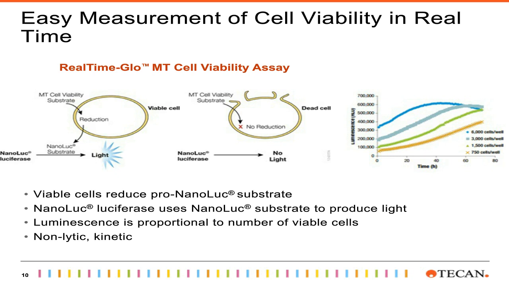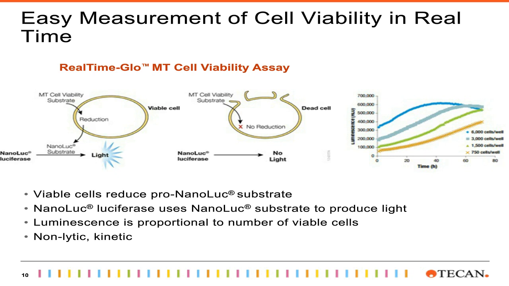The assay really consists of two parts. There's a nanoluc luciferase and then a pro-nanoluc substrate, also called the MT cell viability substrate, that you add at the time of cell plating if you are going to be running the assay in that kinetic mode. Basically how the assay works, viable cells will reduce the substrate, which will liberate nanoluc substrate into the assay medium, where it is then used by the nanoluc enzyme to generate light. So here, light output is directly proportional to the number of viable cells in your sample.